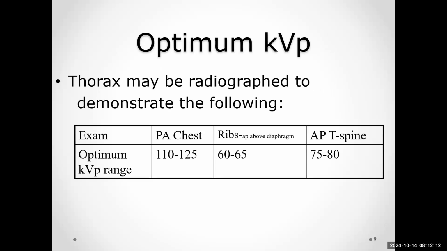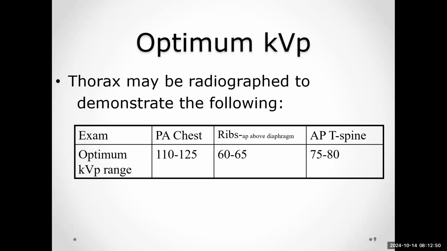So again, optimum kVp. So when we think about the thorax, it can be radiographed to demonstrate several different things. We can be looking at the chest, the PA chest. We could also be interested in just the ribs or the AP T-spine. So you can see that in the same range of body, there's 3 different exams that we might do in this area of the body. And we're trying to see different things. So we're going to adjust the kVp based upon exactly which part of this area we are wanting to visualize the best.